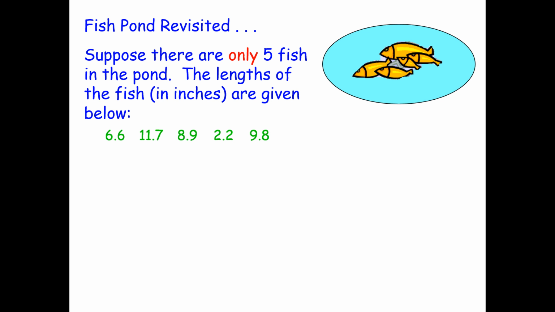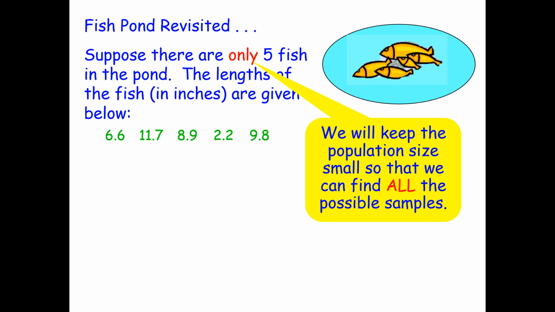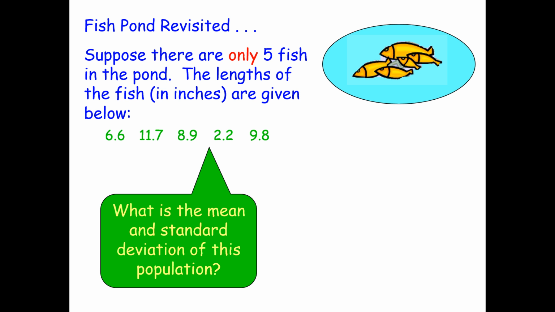So let's go back to our fish pond at Wolf Creek. Suppose that there are only 5 fish in the pond. So that means that the lengths of the fish in inches are going to be given as 6.6, 11.7, 8.9, 2.2, and 9.8. Now, we're going to keep the population size small so that we can find all of the possible samples. So what is the mean and standard deviation for this population?